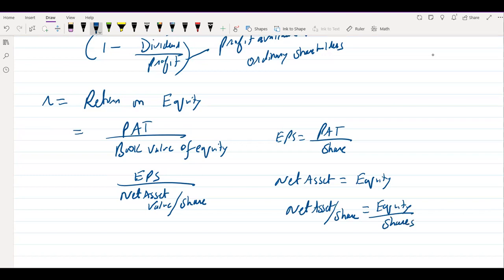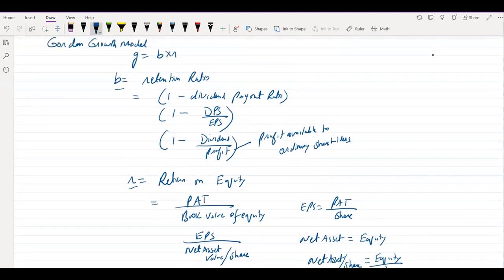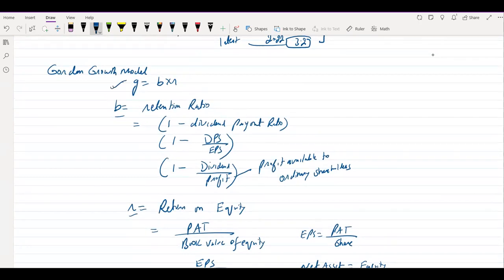So guys, if you have the r, if you have the b, you will multiply b into r, that will be the growth. The growth formula is b into r. What is the logic behind this? b means how much you retain. r means at which rate you are going to invest. So how does the growth come? You will retain something, and you will invest that retained amount in the market. So if you retain and invest, here comes the growth, you earn the growth.